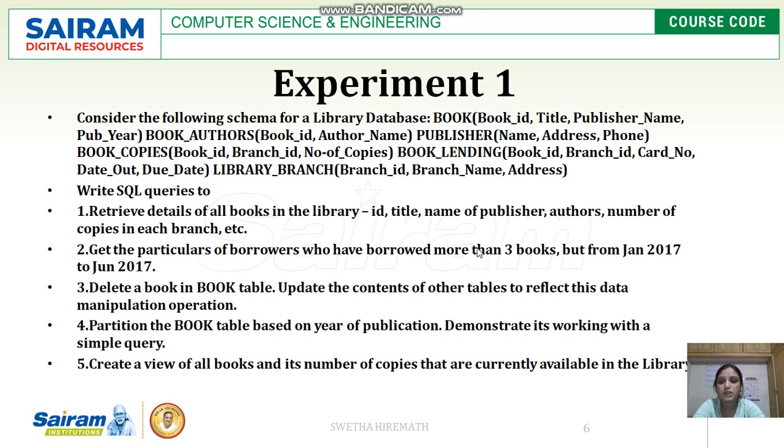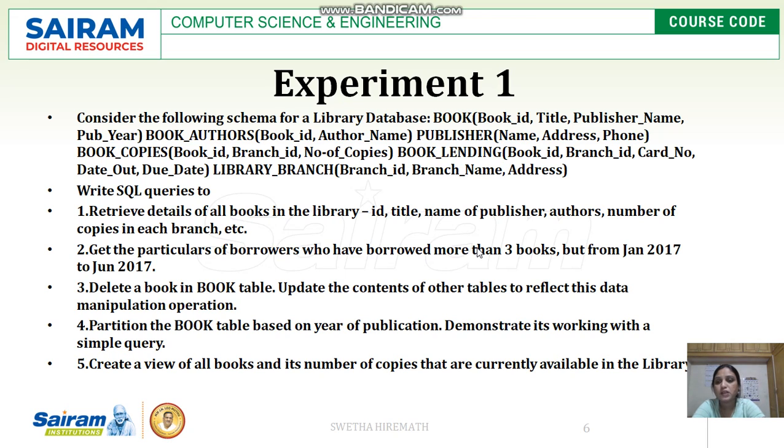So the next query is to get the particulars of the borrowers who have borrowed more than 3 books, and they have also given the condition that it is from Jan 2017 to June 2017. So in that 6 months duration, whatever books have been borrowed by a person, that person's details have to be given.